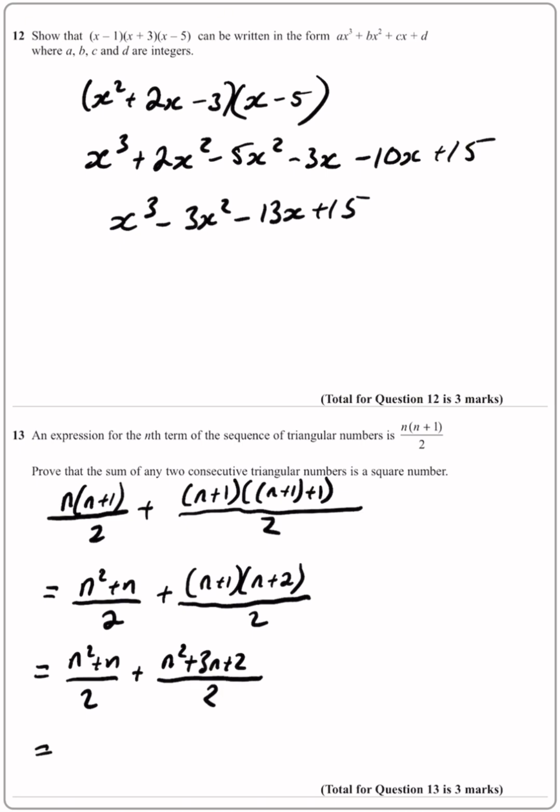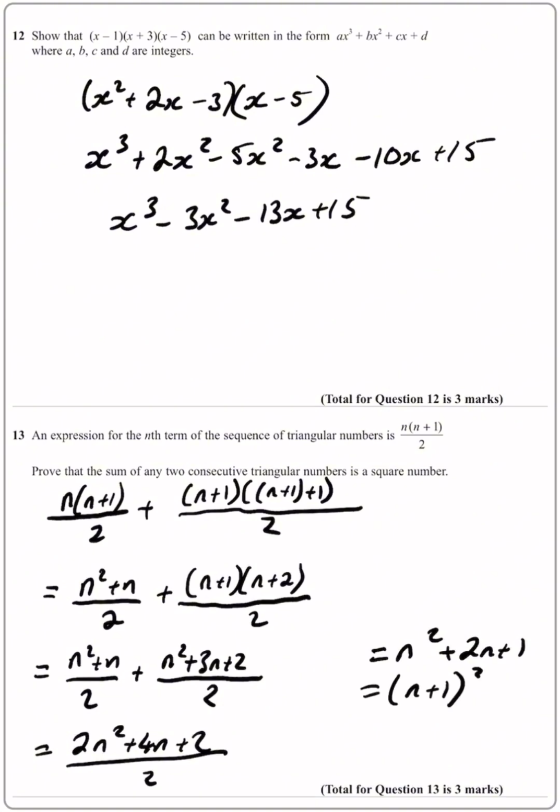We have a common denominator of 2, so I can add the numerators straight away. 2n squared plus 6n plus 2, that's all over 2. As they're all even, that will cancel down quite nicely to n squared plus 2n plus 1, which is what you get when you expand n plus 1 squared. So n plus 1 squared is, of course, a square number, and so we're done.